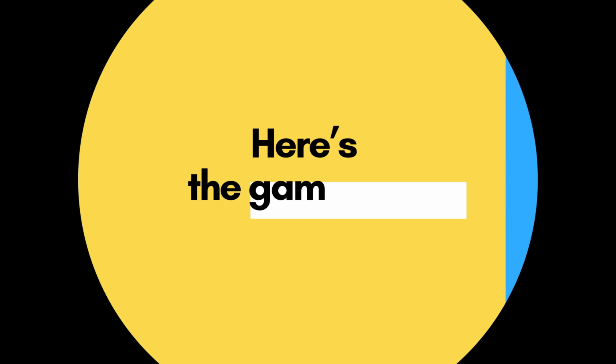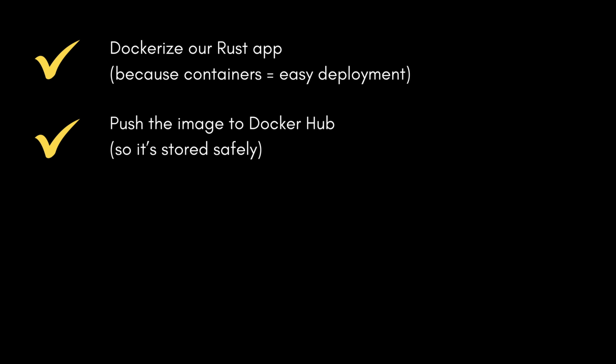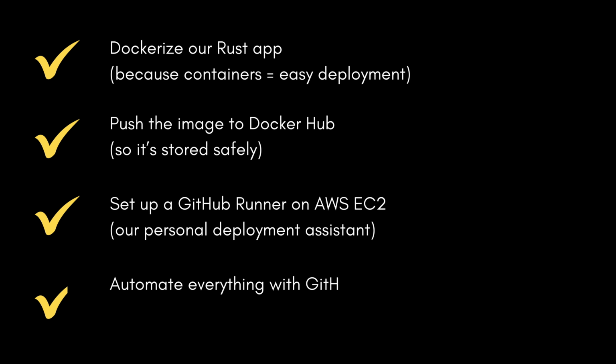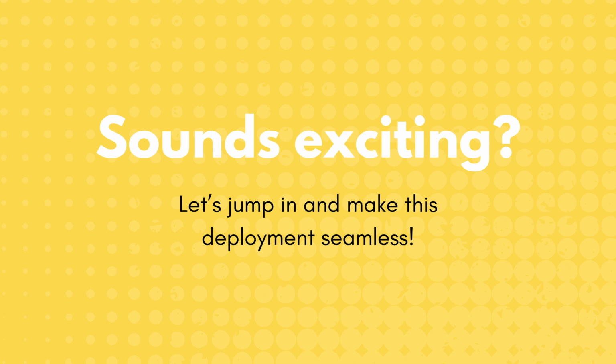Here's the game plan. Dockerize our Rust application because containers equal easy deployment. Push the image to Docker Hub so it's stored safely. Set up a GitHub runner on AWS EC2 as our personal deployment assistant. Automate everything with GitHub Actions because we love hands-free magic. Sounds exciting? Let's jump in and make this deployment seamless.